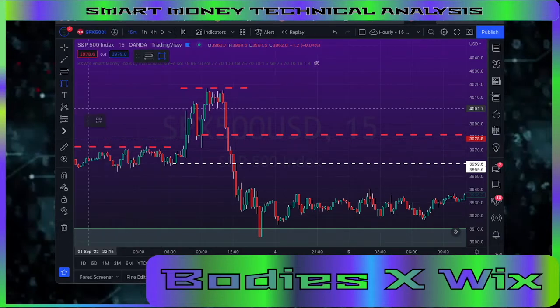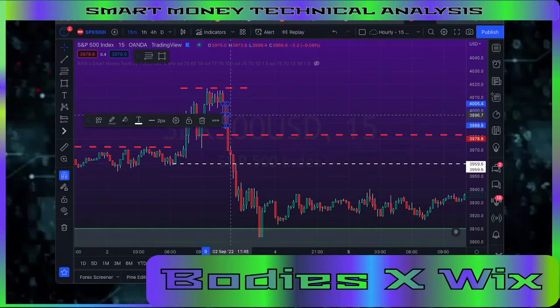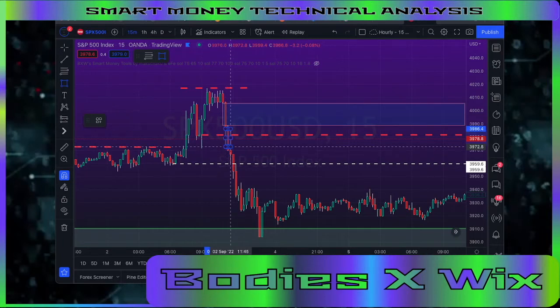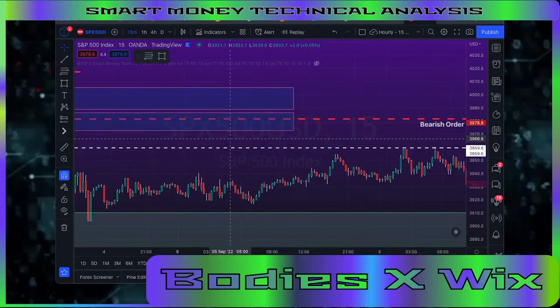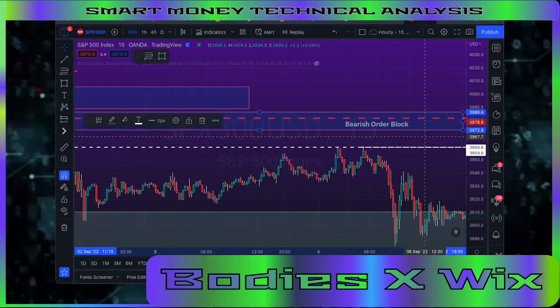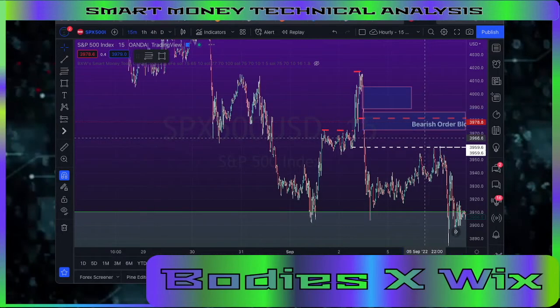In the 1 hour. Let me go ahead and put the magnet on it. So you have the 1 hour fair value gap here, and then you also have a 1 hour fair value gap here. So you have two 1 hour fair value gaps kind of in succession, right? Moving all the way across this chart. And this is going back to just a couple days ago in September.